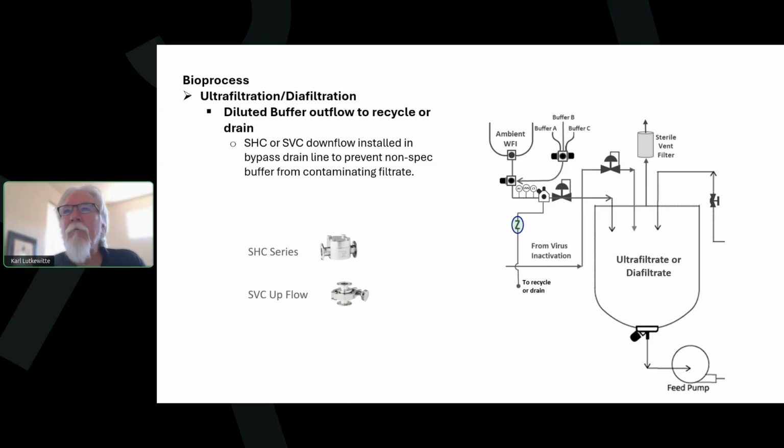Similarly, on diluted buffer outflow on an ultrafiltration or diafiltration application, where you're putting ambient WFI into the ultrafiltrate or diafiltrate vessel, usually you'll have instrumentation and then a bypass valve to drain that will activate if these instruments are reading non-spec buffer. This valve would open and divert that non-spec buffer to drain. Put a check valve here again to prevent the rare occurrence of an overpressure event on the drain or recycle line that might cause that non-spec buffer to back up into the process line here. So that's why that is used.